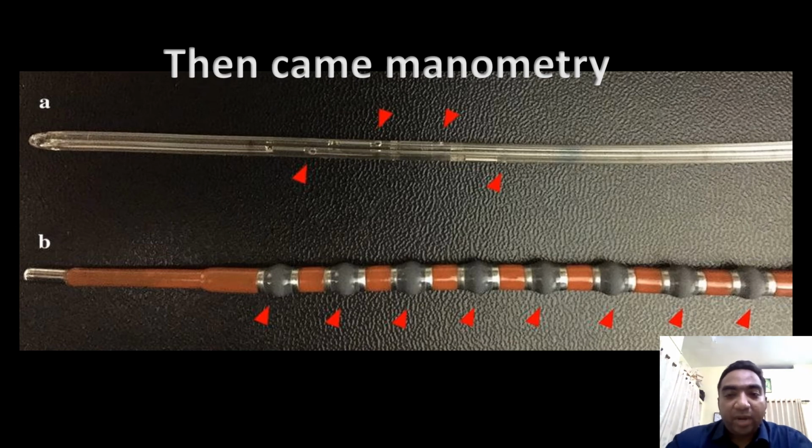Then came manometry. The initial manometers had only 4 or 5 sensors. But the newer high resolution manometers have 36 sensors, and they can take the pressure from all directions in the esophagus. So these are the different types of manometry. Manometry has evolved over a period of time in the number of sensors and in the directions from which the sensor can take the pressure.